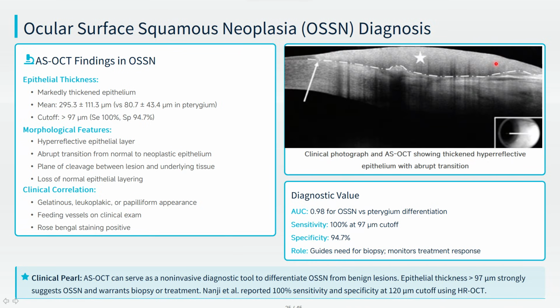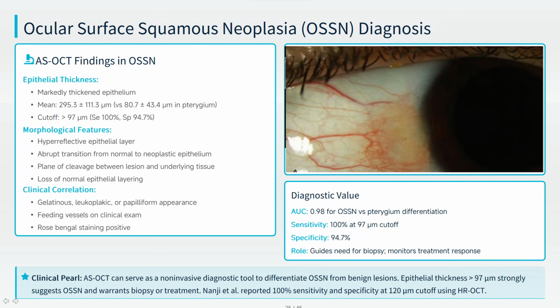Now, if you look by OCT, the lesion is a hyperreflective mass, which is present within the epithelium, and there is an abrupt transition. You can see here the epithelium is going straight, then an abrupt transition in the epithelium, and a huge thickness. It is said that if the thickness is more than 97 micrometers, this is very suggestive of ocular surface squamous neoplasia. And also you notice the underlying shadowing. So this is very suspicious for squamous neoplasia.